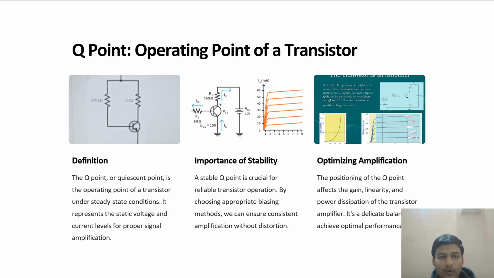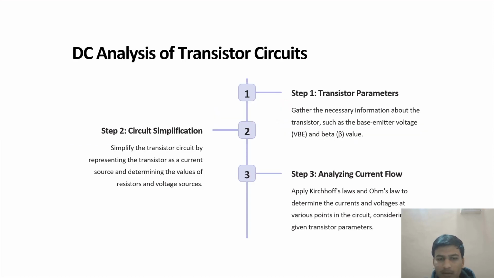After that, what is meant by Q point? Q point means the operating point of the transistor. First of all, we will see the definition. The Q point is the operating point of a transistor in steady state conditions. It represents the static and proper signal amplification. Now, what is the importance of stability in a transistor? A stable Q point is crucial for reliable transistor operation by choosing the appropriate biasing methods and optimizing amplification. The positioning of the Q point affects the gain, linearity, and power dissipation of the transistor amplifier.